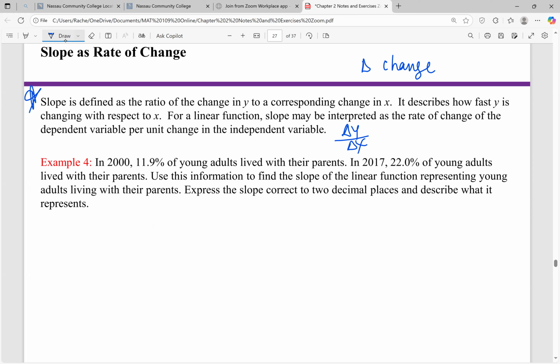So we're assuming that the relationship between the year and the percent of young adults that live with their parents follows a linear equation, because I'm saying, use this information to find the slope of the linear function. So we can represent these 2 pieces of information as ordered pairs. So think of time or year as x. So x is equal to the year. And then y is going to be the percent of young adults that live with their parents.